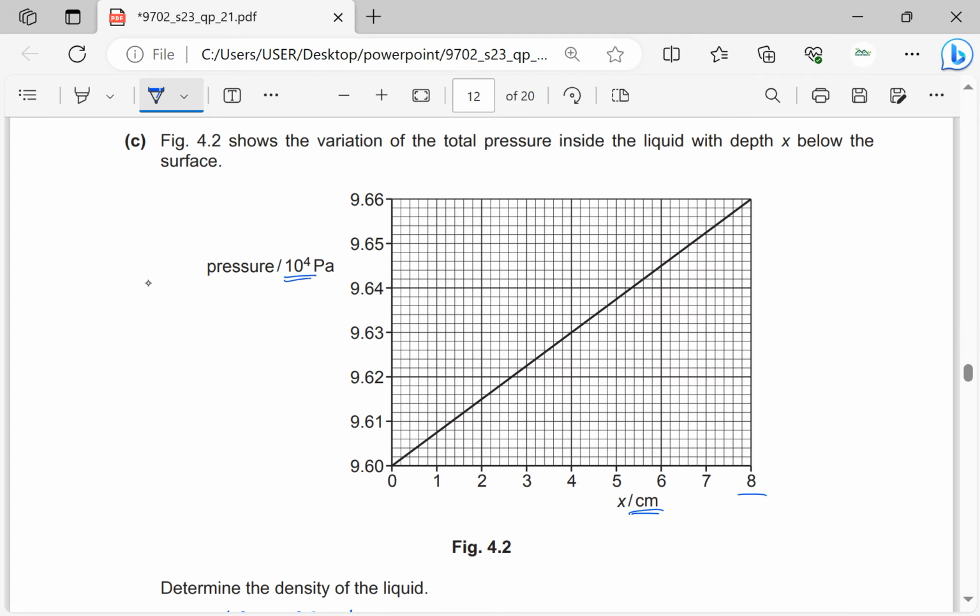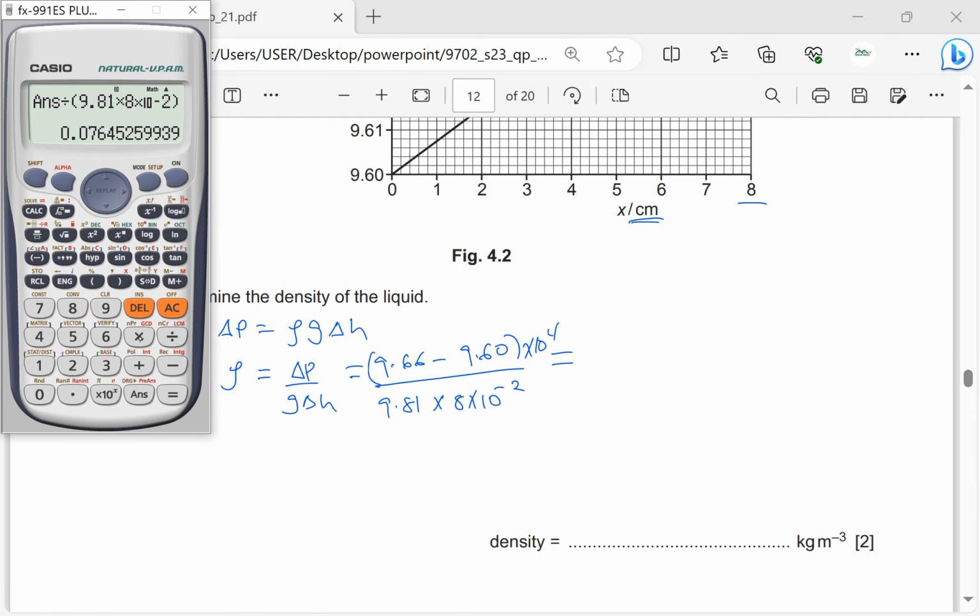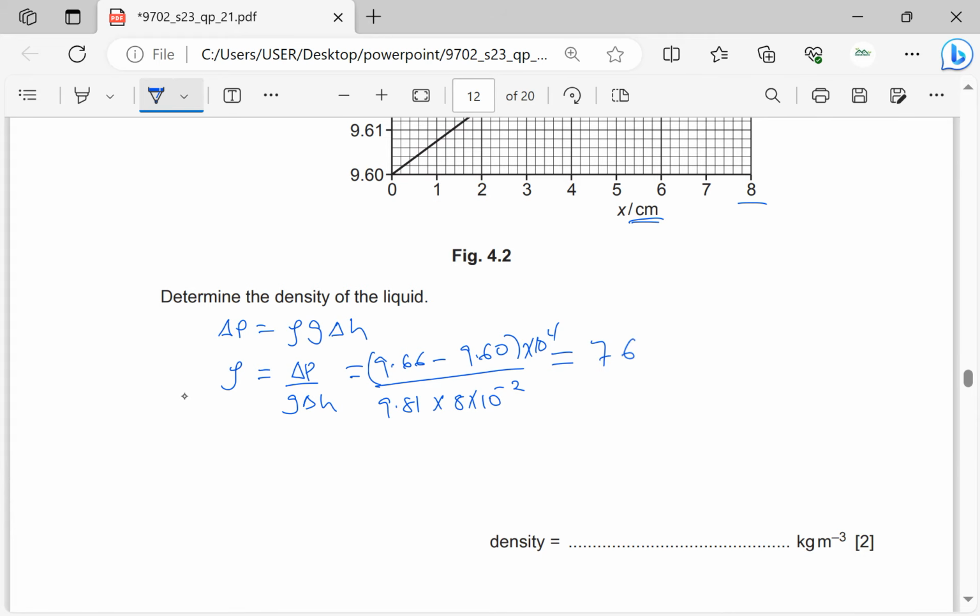Oh, the pressure is times 10 power 4. So that is 0.00. I'll just multiply this by 1 exponent 4. So that is 764.5. So that is 764.5 kilograms per meters cubed. So I could write 760, or you could write 765. So I'll just write 760 or 764.5 kilograms per meters cubed. Okay.